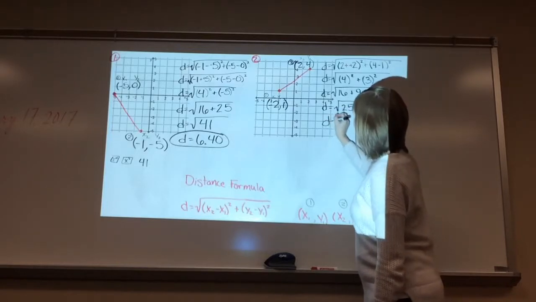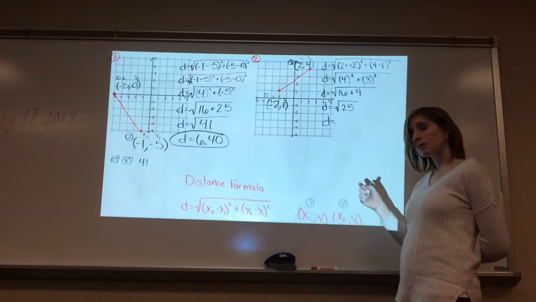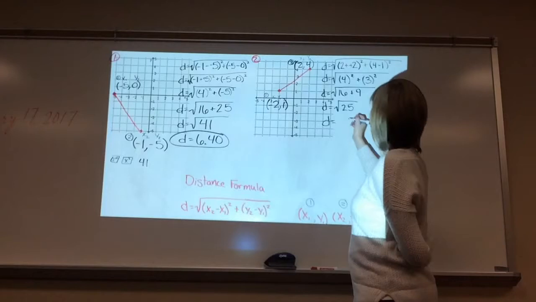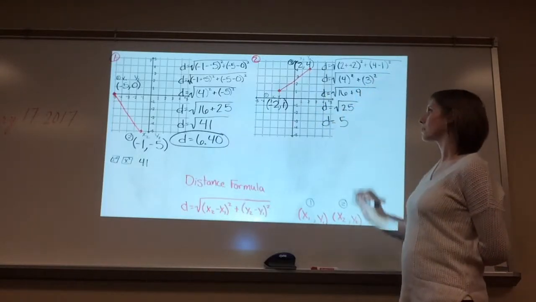This one we actually don't need a calculator for. The square root of 25, we should know. What number multiplies by itself to give us 25? The answer is 5. So the distance between these 2 points actually comes out to be a nice whole number of 5.